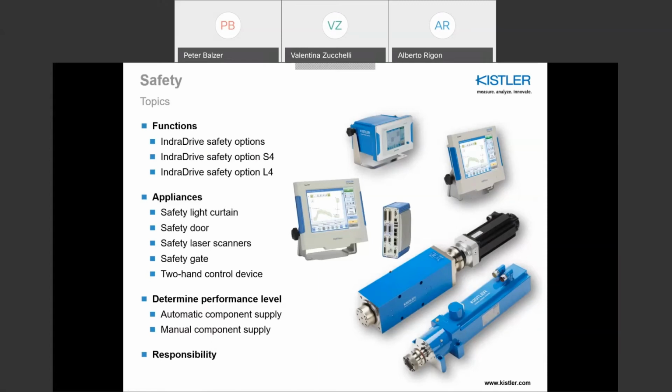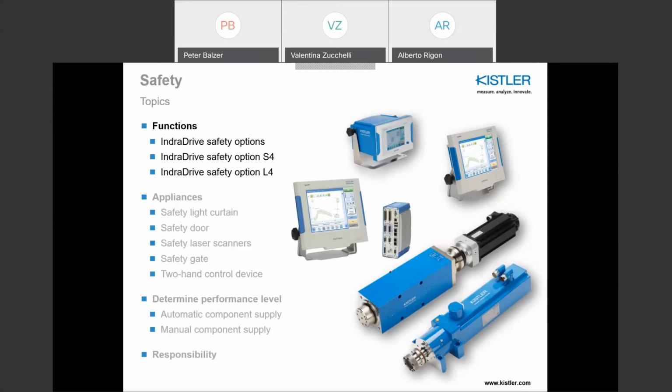Then I would go on with some typical safety appliances like a light curtain, safety door, laser scanner, safety gate, and the two-hand control device. I would like to talk about the advantages and also the disadvantages for each system. Afterwards, I would easily show you how you can determine a performance level, and what you need to take care of if we are talking about an automatic component supply and a manual component supply, what the differences are and what system you can use. The last topic is the responsibility. The next step is I would like to present you our so-called joining competence center at the end of the presentation.